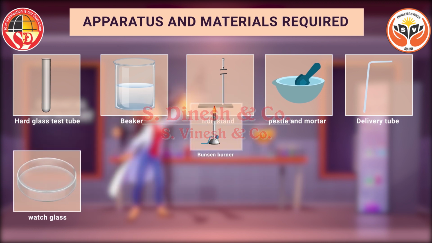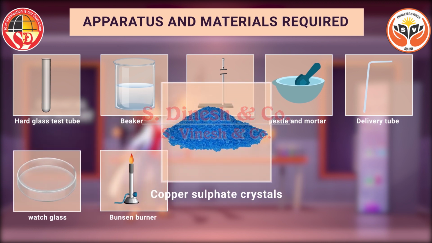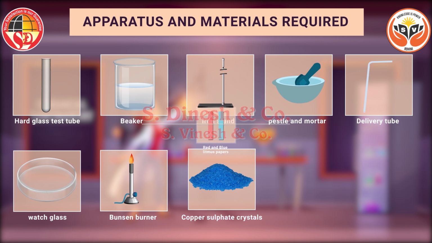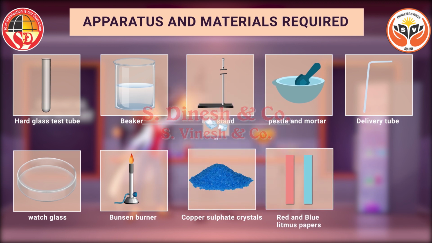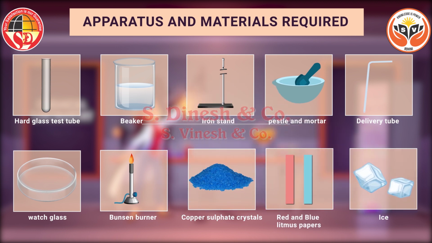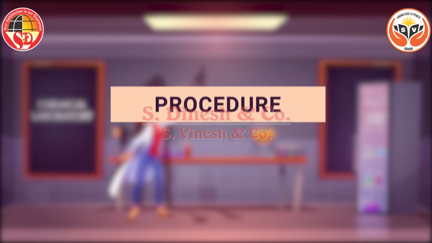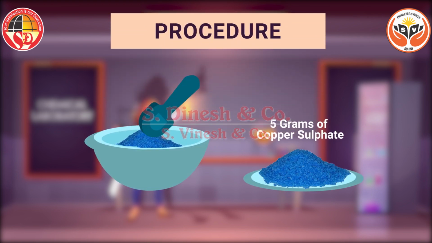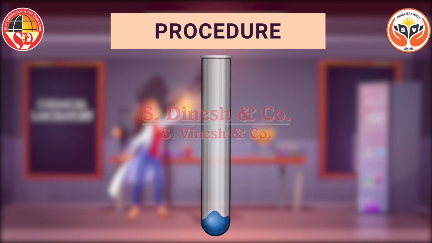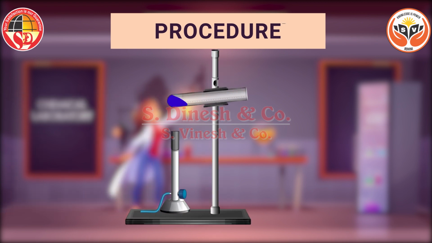glass, Bunsen burner, copper sulfate crystals, red and blue litmus papers, ice. Procedure: powder nearly 5 grams of copper sulfate crystals using a pestle and mortar. Take these powdered copper sulfate crystals in a hard glass test tube and set up the apparatus as shown.